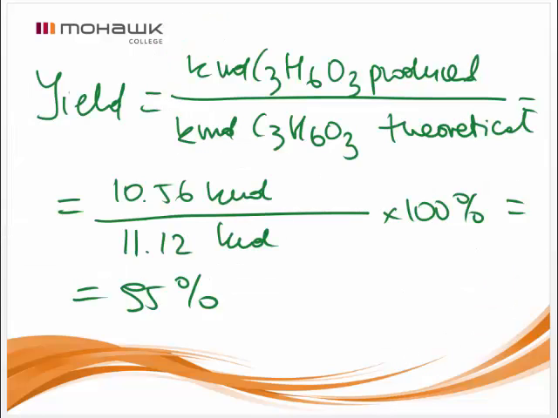To calculate the yield from the process, we take the ratio of kilogram-moles of the desired product, which is lactic acid here, divided by the kilogram-moles of lactic acid that would theoretically have been produced if there were no side reactions. So the calculated quantity of the lactic acid is equal to 10.56 kilogram-moles per hour, and the theoretical quantity is equal to 11.12 kilogram-moles per hour, and it would give us 95%. So the yield of the process is 95%.